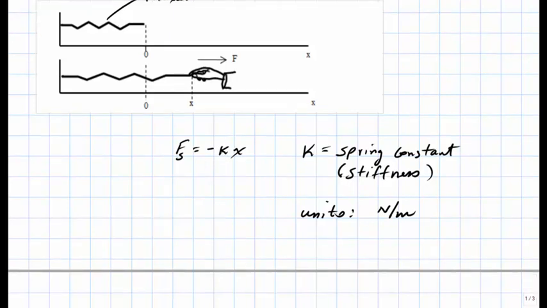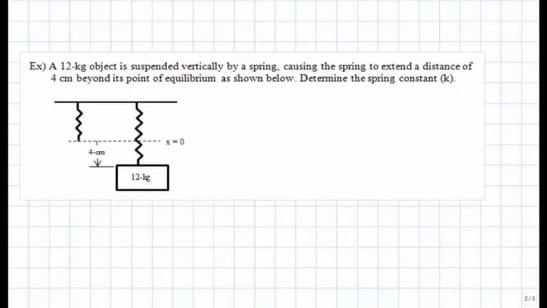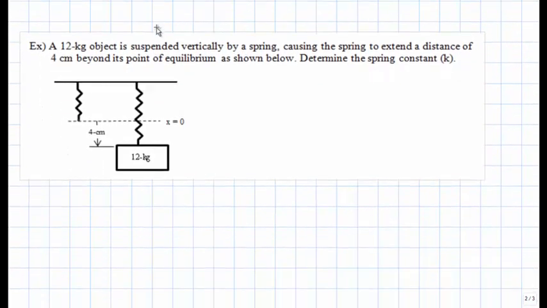We will now apply Hooke's law within the following example. In this example, a 12 kilogram object is suspended vertically by a spring causing the spring to extend a distance of 4 centimeters beyond its point of equilibrium as shown below. Determine the spring constant k.